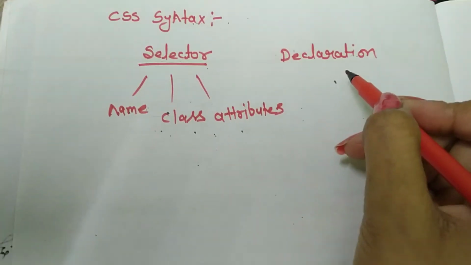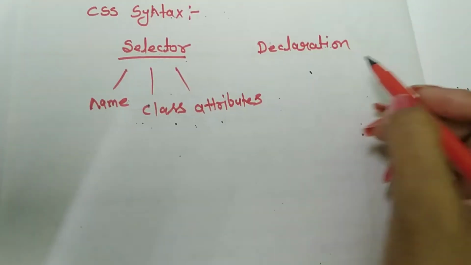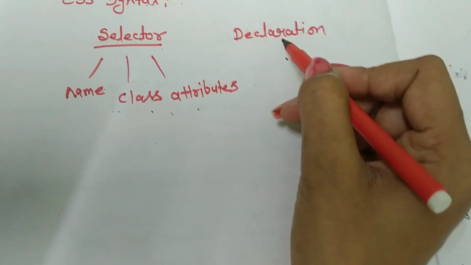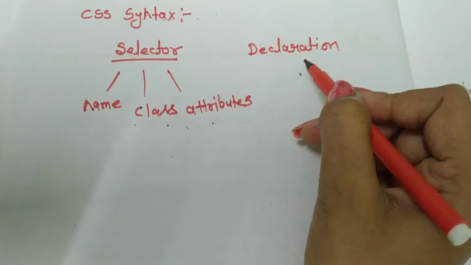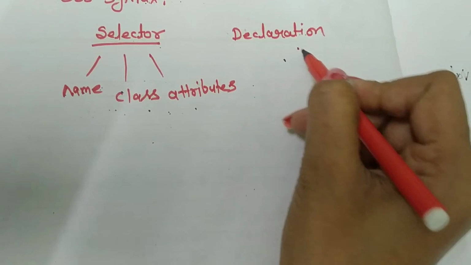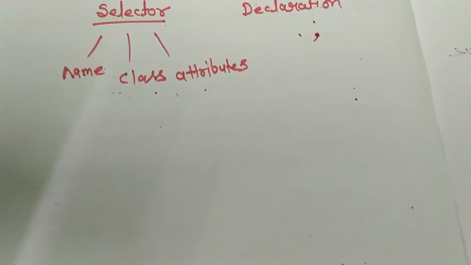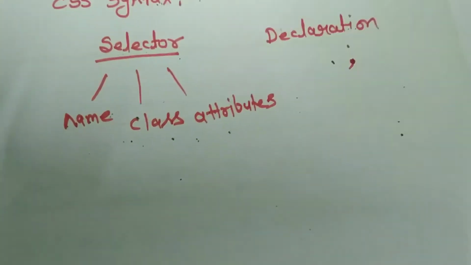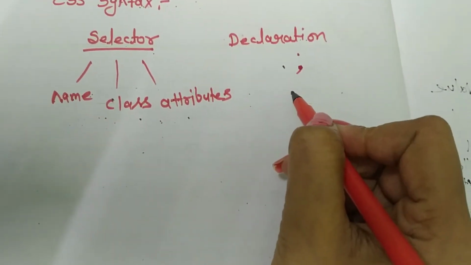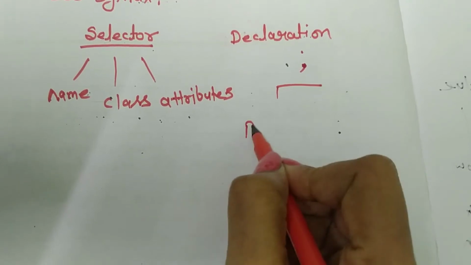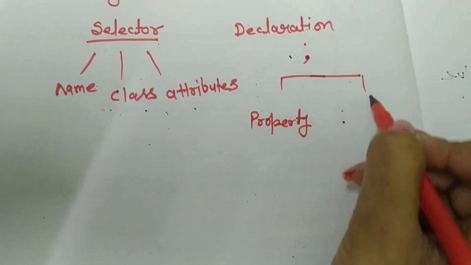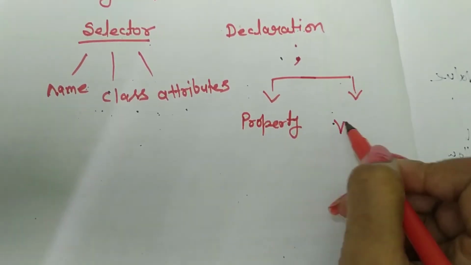Now come to the declaration. A declaration contains one or more declarations, and they are separated with a semicolon. As given in your book, each property has a name. The declaration is also divided into two sections. The first is the property and the second is known as the value.